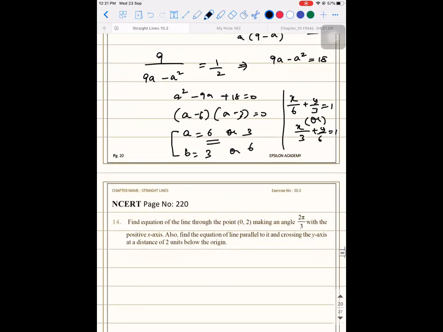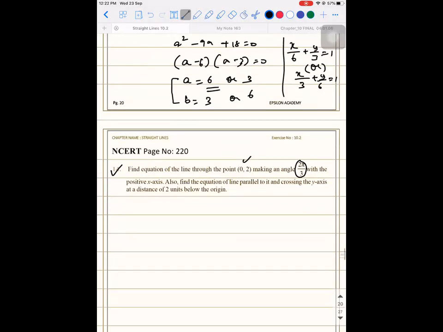Yes. 14th one. Find the equation of the line passing through the point 0, 2, making an angle of 2 pi by 3 with the positive x-axis. Also find the equation of the line parallel to it and crossing the y-axis at a distance 2 units below the origin. Okay. So first let's solve the first part.